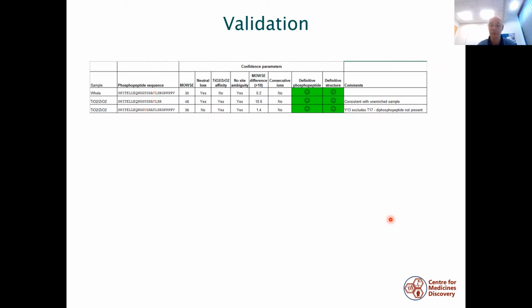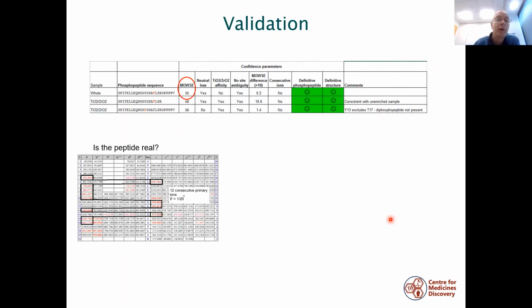And this is the validation process that we use here. And we begin by looking at the Mascot score. Is the Mascot score high? Well, what you want to know is, is the peptide real? So a Mascot score of 35, it's on the high side, but it's not spectacular.